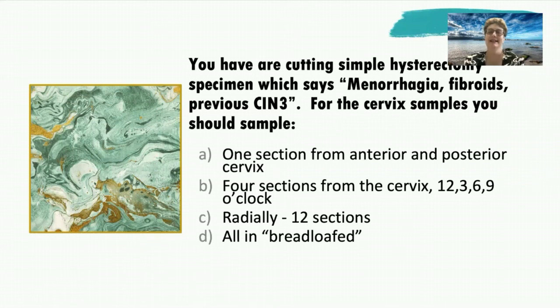If you're cutting a simple hysterectomy specimen which says menorrhagia, fibroids, previous CIN3, for the cervix samples you should sample, the answer is all in because you want to pick up all the CIN3. You treat it a bit like a cone biopsy and bread loaf it like in the video.